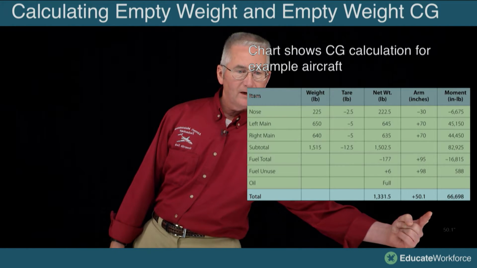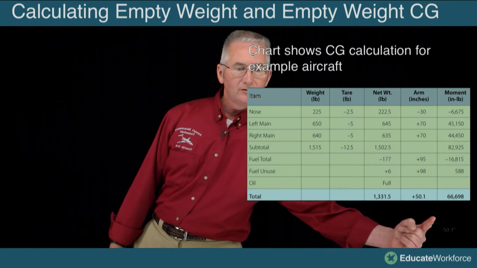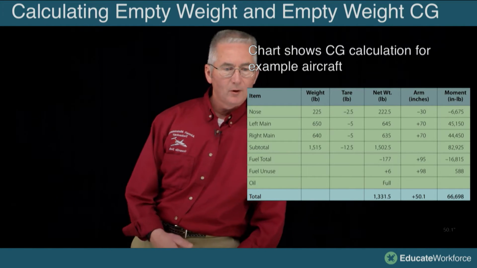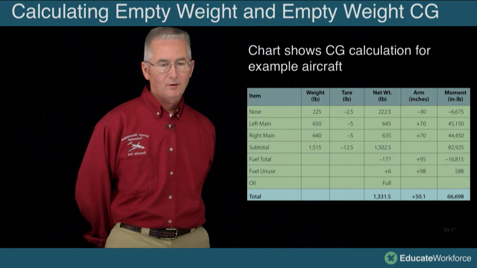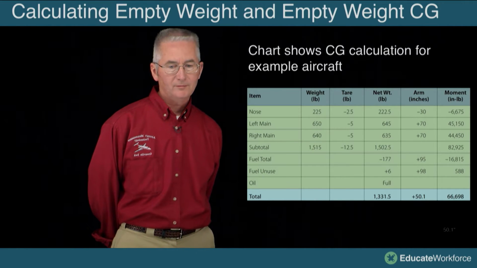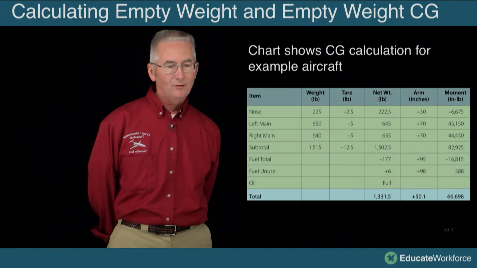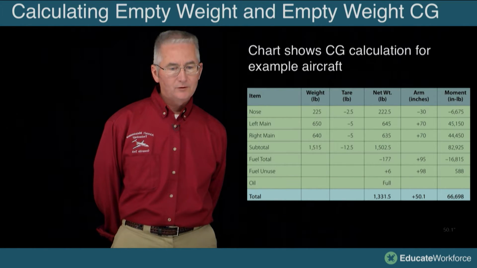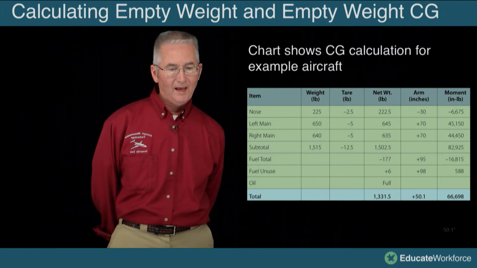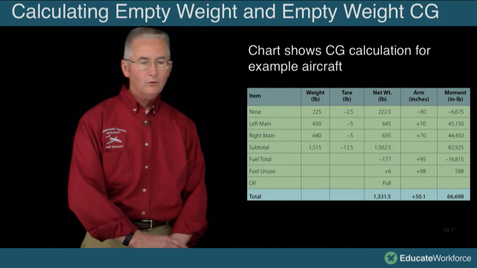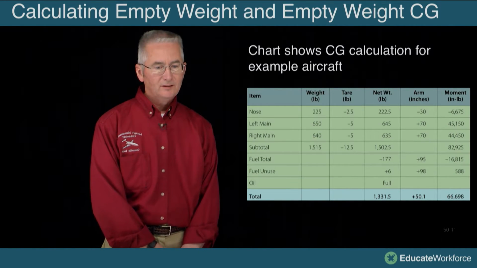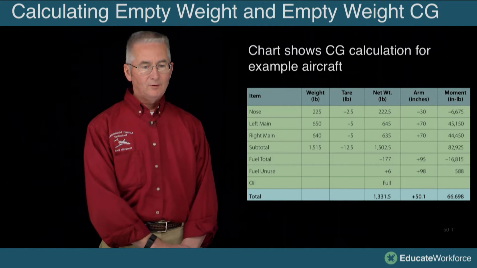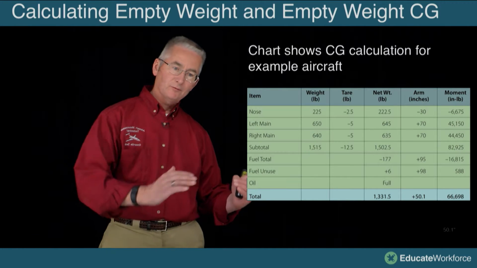Let's look and see. We've got our nose, it has a moment of negative 66.75. Our left main has a moment of 45,150. Our right main has a moment of 44,450, with a subtotal, adding all three numbers together, of 82,925. We subtract our fuel, and we add back in our unusable fuel, and we have a total moment of 66,698, or a total twisting force of 66,698 inch-pounds.